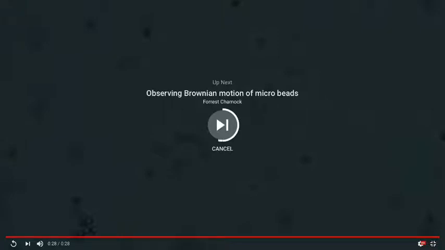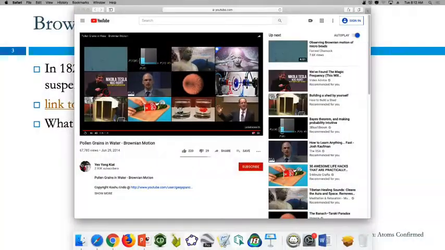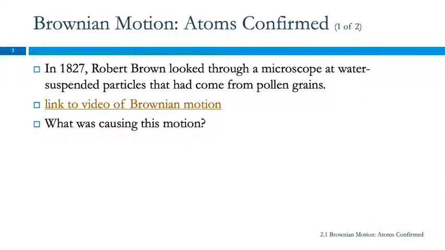Very short. We don't want to look at the rest of those things. So those pollen grains are jiggling around, right? They're moving. They look like they're alive, don't they? And that's what he originally thought. Well, you see things moving like that, they must be alive. But they were not alive.